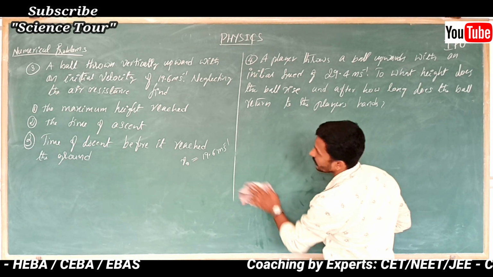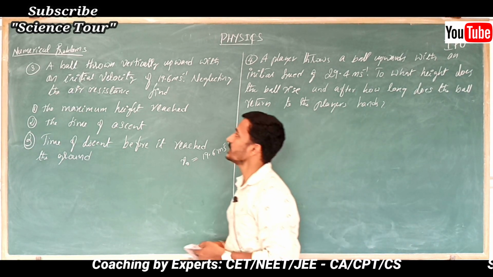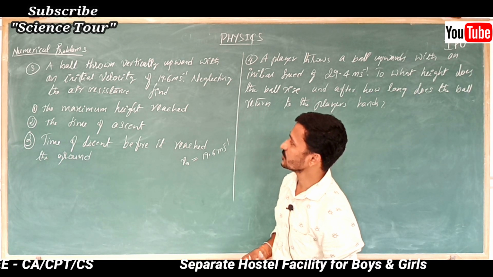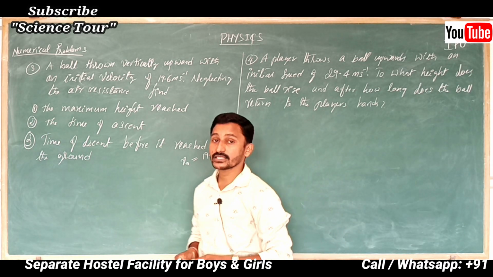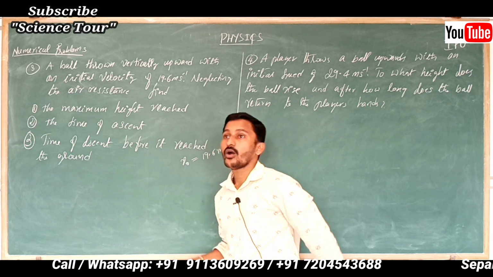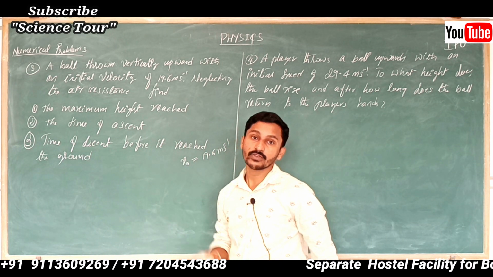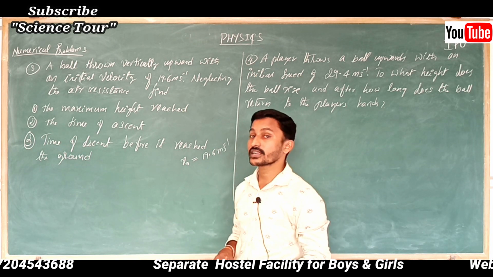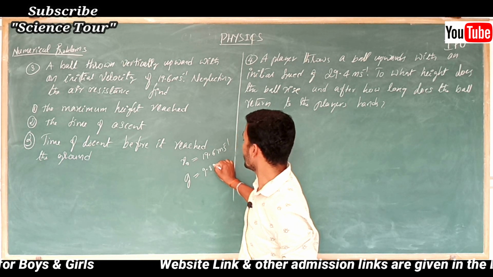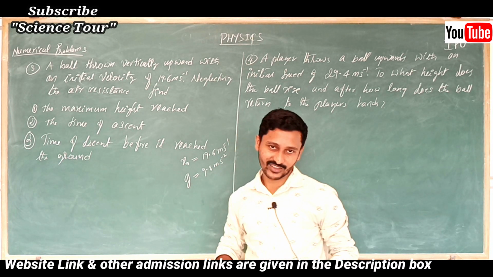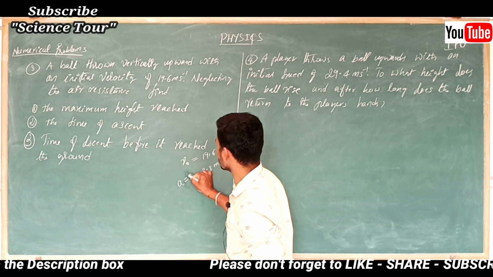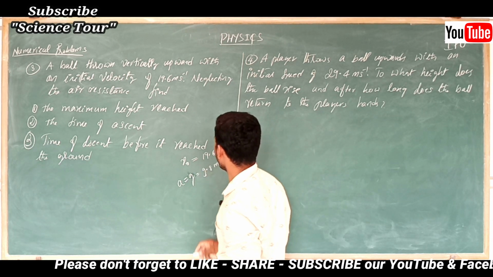Now what we have to find out? A ball is thrown vertically upward with the initial velocity of 19.6 meter per second, and neglecting the air resistance we have to find out the maximum height. See, this is a free fall, or the term that the object is moving under gravity. Object moving under gravity means it is understood that g is nothing but 9.8 meter per second square. Always g is nothing but acceleration, 9.8 meter per second square.